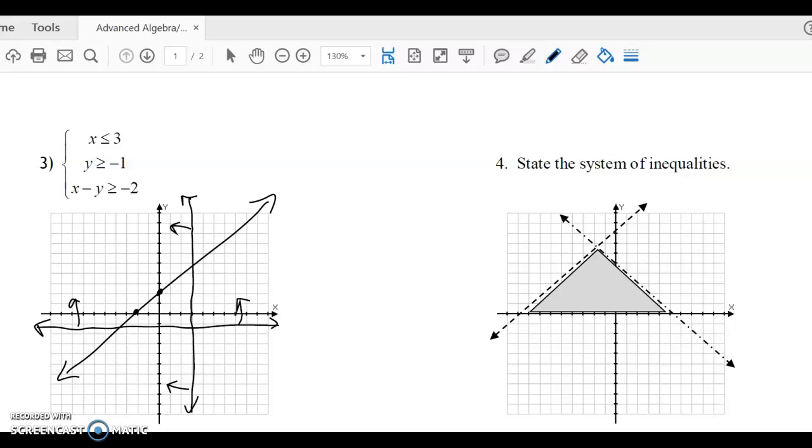If we want, we could have put this in slope-intercept form if you'd like to do it that way. The sign switches when you divide by a negative. So less than is below. So now when you consider this, it's this little triangle region.